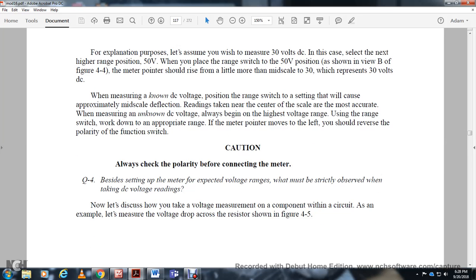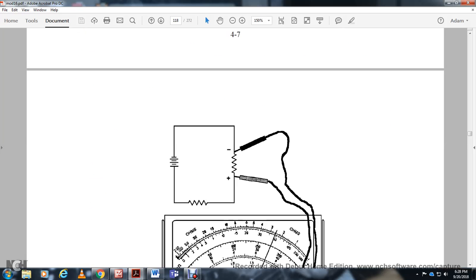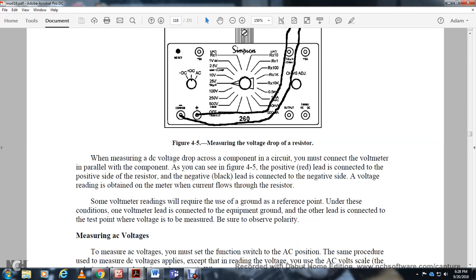Now let's discuss voltage measurement of a component in a circuit as an example. Let's measure the voltage drop across the resistor shown in figure 4 or 5. Alright, this shows your leads. We measure the DC voltage drop of the component by connecting the voltmeter in parallel with the component, as shown in figure 4 or 5. The positive red lead is connected to the positive side of the resistor. The negative black lead is connected to the negative side. The voltage reading is obtained with current flowing through the resistor.